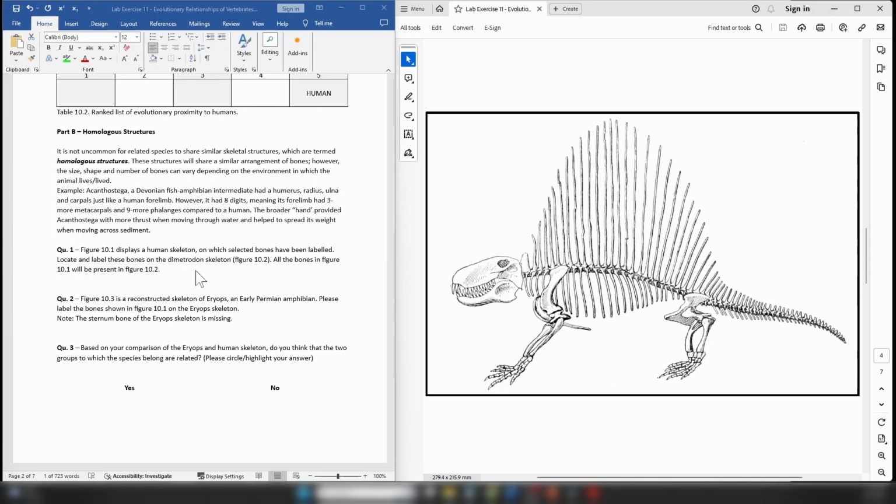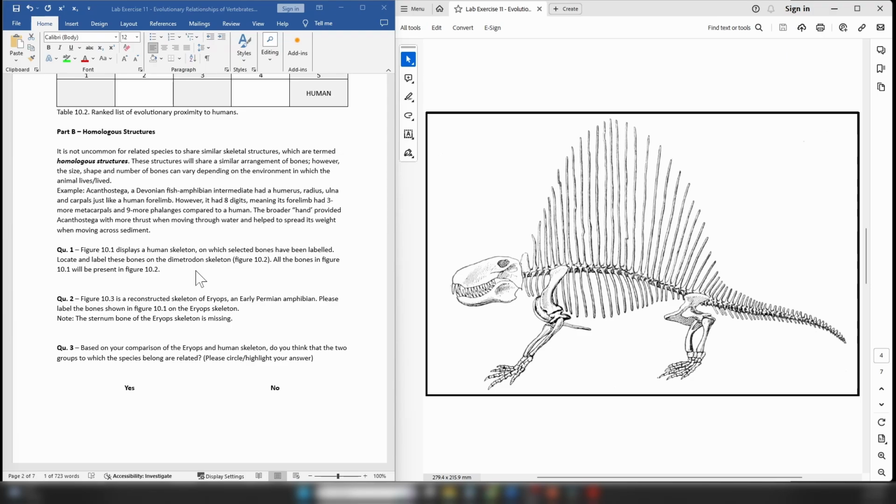So it's not uncommon for related species to share similar skeletal structures, and these are termed homologous structures. Now, these structures will share a similar arrangement of bones. However, the size of the bones, the shape of the bones, and also the number of bones can vary depending on the environment in which the animal lived. So, when you think about a human forelimb, obviously we have the humerus, the radius, the ulna, then we have the carpals, metacarpals, and phalanges. Now, we obviously have a set number of those. So, for instance, we have enough phalanges to produce 5 digits on our hand.